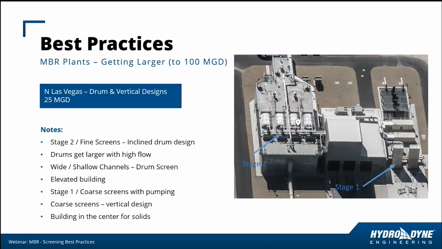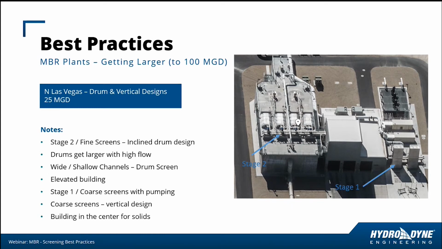So moving forward to a drum screen design, we see an overhead view. This is the same plant. I've used North Las Vegas here. It's rated to about 25 MGD. We can see stage 2 with fine screens. These are inclined drum designs. We can see the 4 drum designs. They're quite large, needed to accommodate the flow.